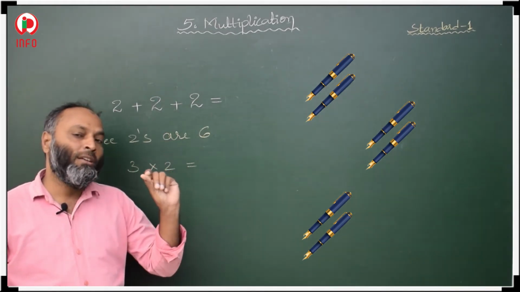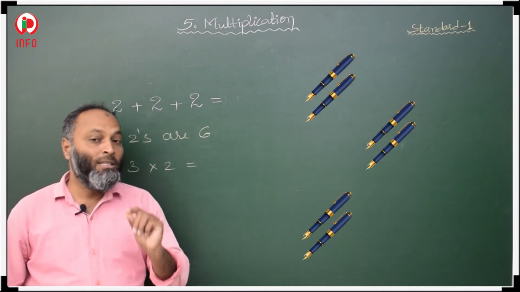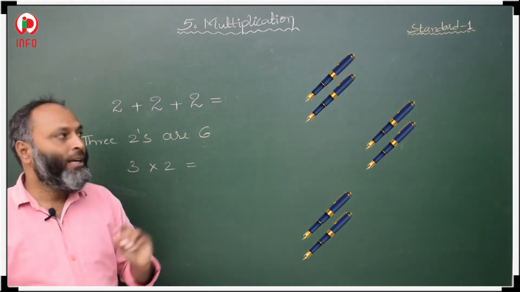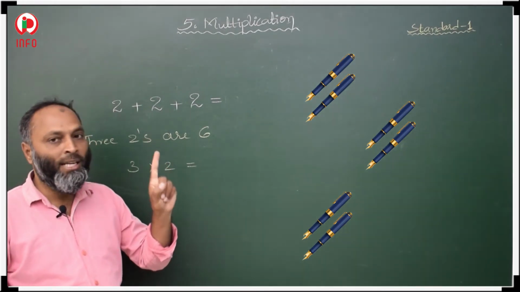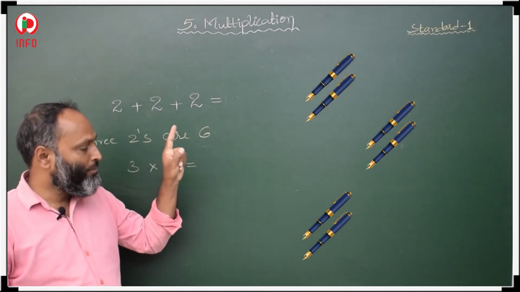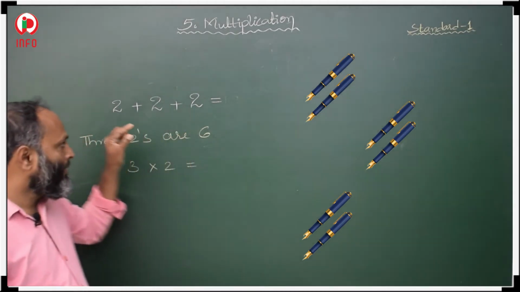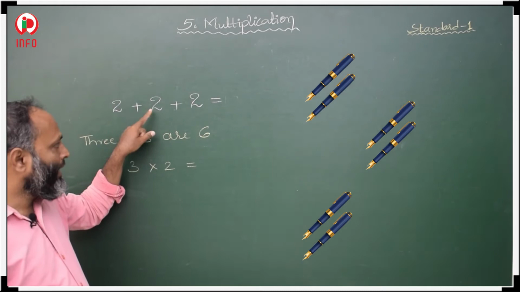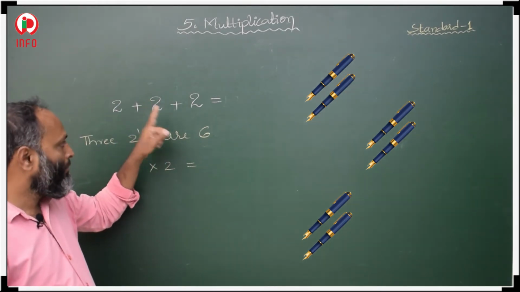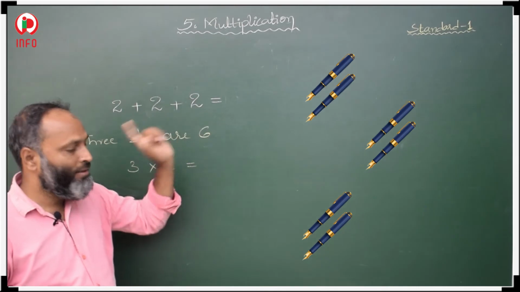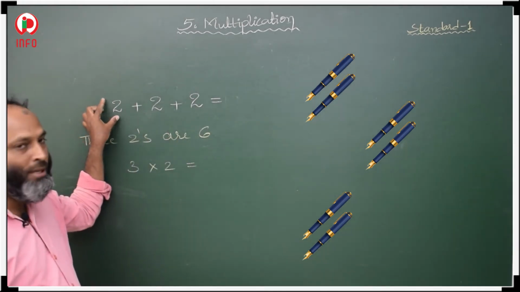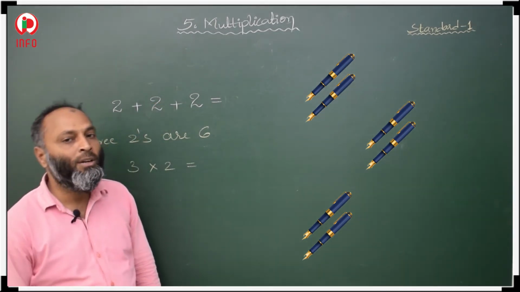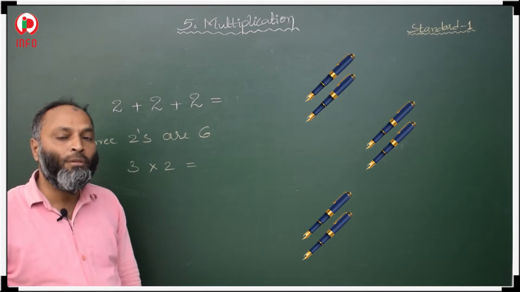Then it is nothing but we can use multiplication. What is multiplication? Multiplication is nothing but repeated addition. Here the same number we are repeating thrice. First we take 2 pens in the first group, plus, repeated addition, again the same number of pens in the second group, plus again the same number of pens in the third group. In the first group we have 2 pens, in the second group 2 pens, and in the third group 2 pens.